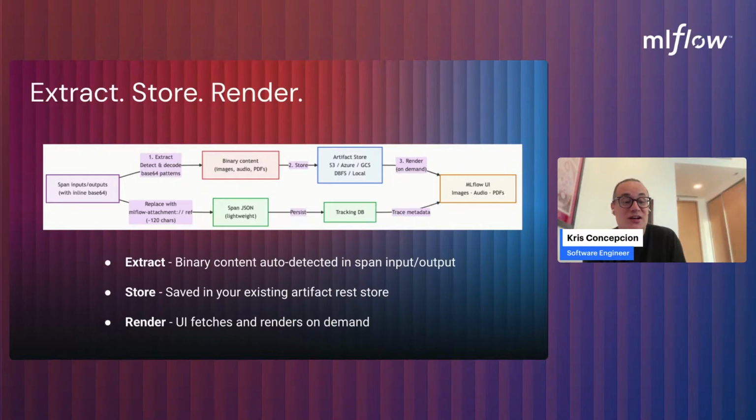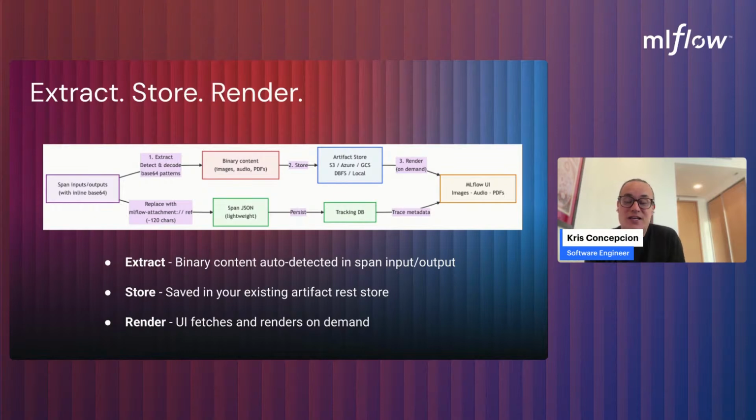But then where does it go? That's the store part of this. The extracted content goes into your artifact store. And this is the important part: we don't actually ask you to change anything. We use the existing artifact store that you've already set up, so S3, Azure Blob, GCS, your local file system. That's where these multimodal trace attachments are actually going to live now. So it's the same storage, same credentials, same retention policy. It's being used for the multimodal data, as opposed to your database being used for the multimodal data.